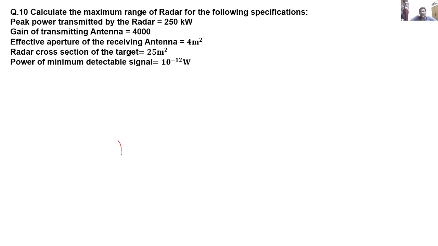Calculate the maximum range of radar for the following specifications. Peak power transmitted by the radar is 250 kilowatts. Gain of transmitting antenna is 4000. Gain is unitless, that we saw clearly. The effective aperture of the receiving antenna is 4 meters square. Radar cross section of the target is 25 square meters, and power of minimum detectable signal, S min, is 10 power minus 12 watts.